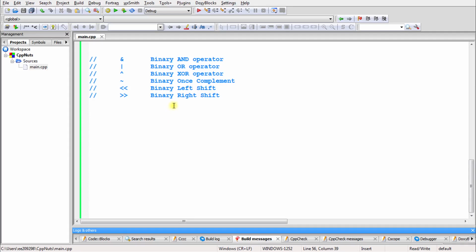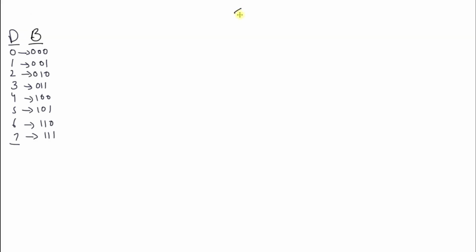Okay, so we are left with binary left shift and binary right shift. So let's try to understand binary left shift here. This is the symbol for binary left shift. So what is left shift? Let me tell you something about your computer.